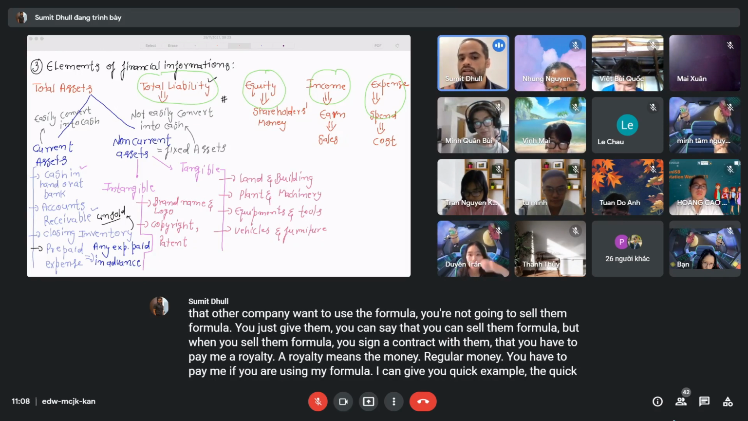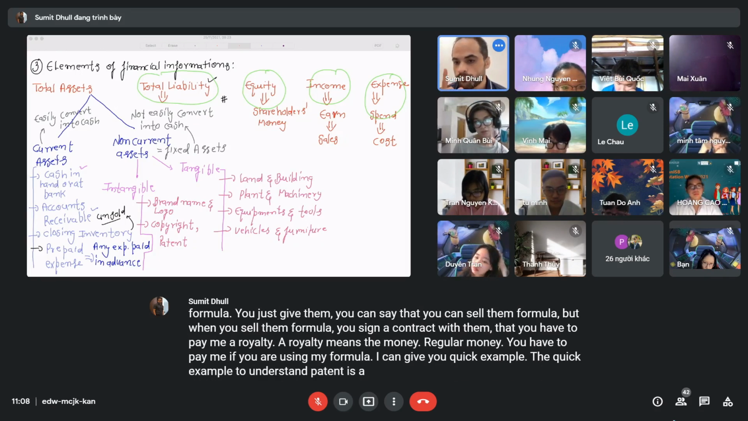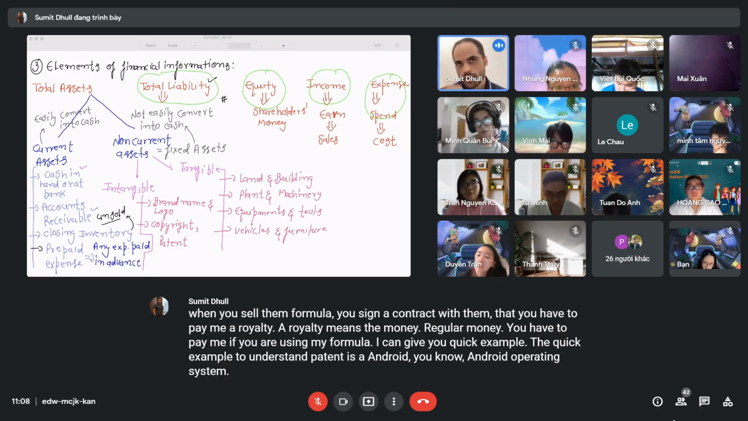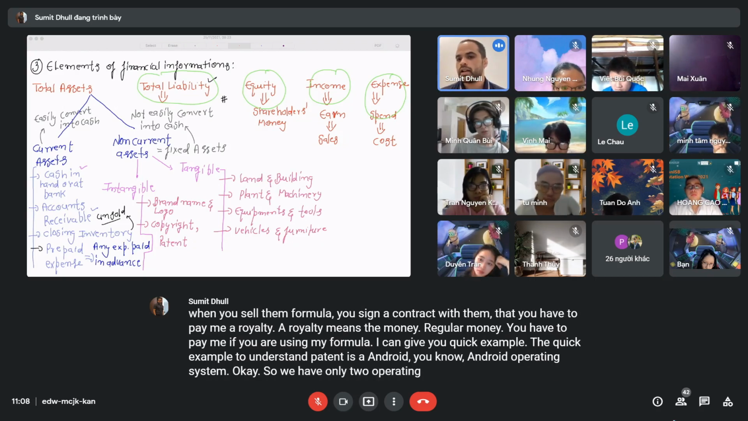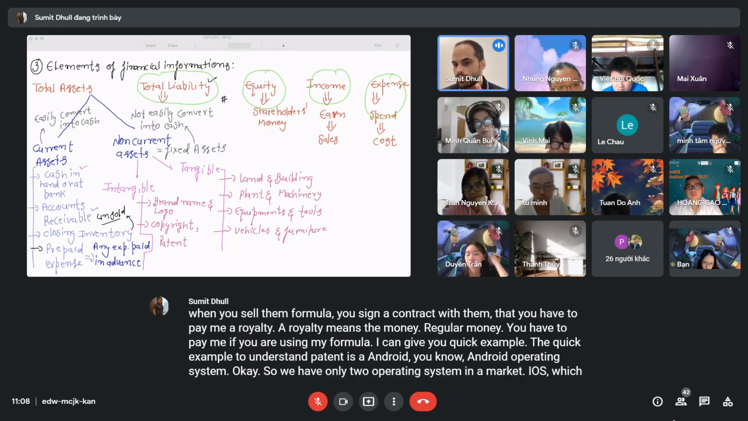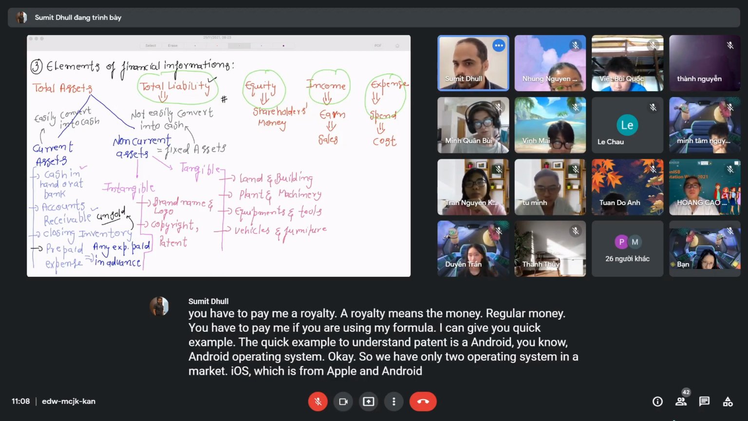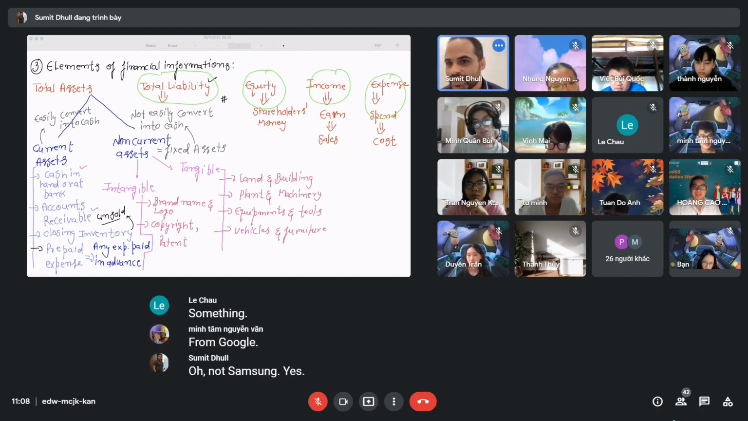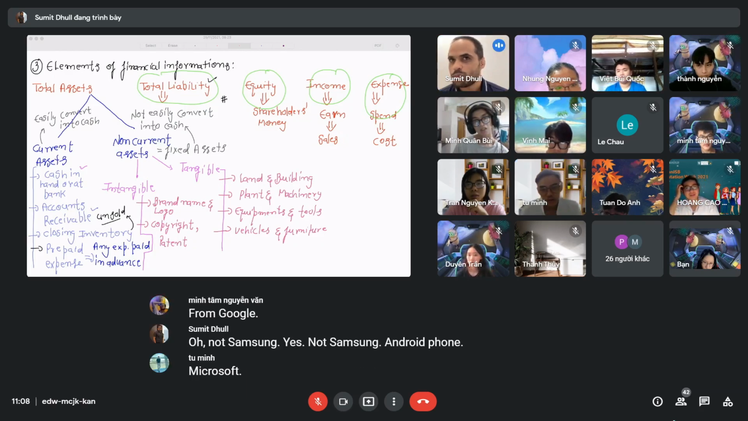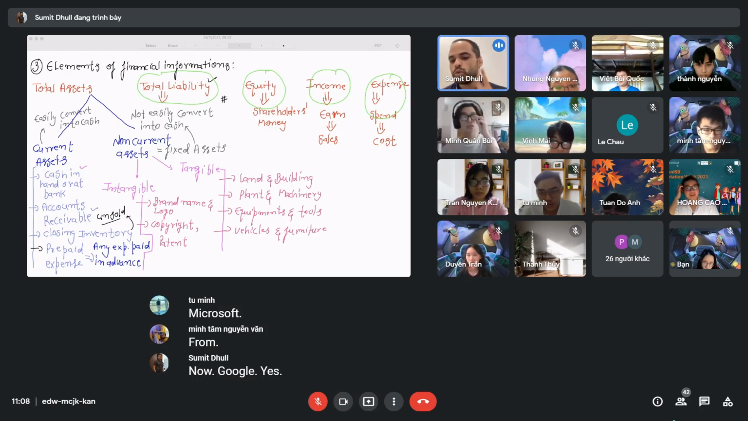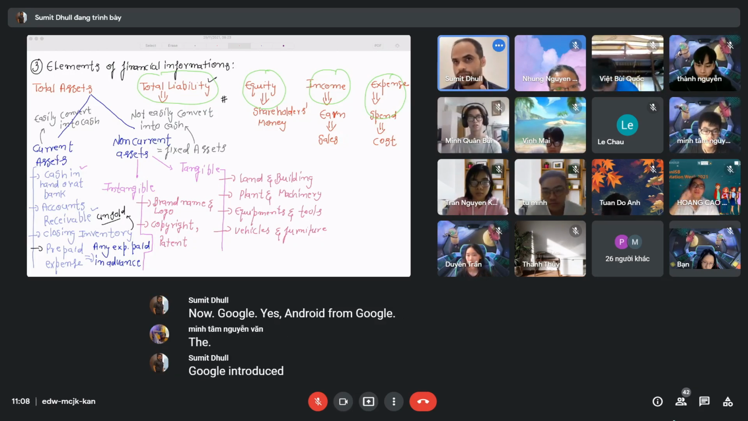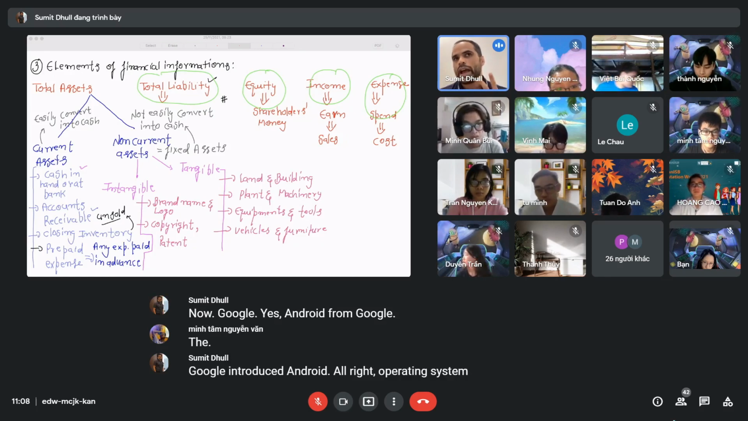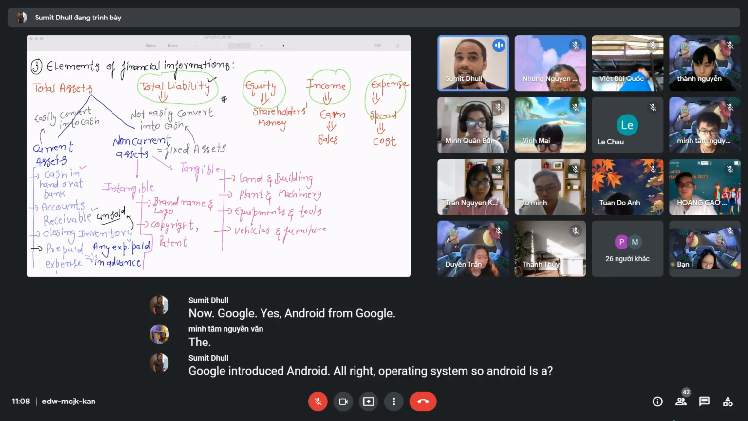The quick example to understand patent is Android. You know the Android operating system? We have only two operating systems in the market, iOS, which is from Apple, and Android from which company? Samsung? Google. Not Samsung, not Microsoft. Yes, Android from Google. Google introduced the Android operating system. So Android is a patent of Google.